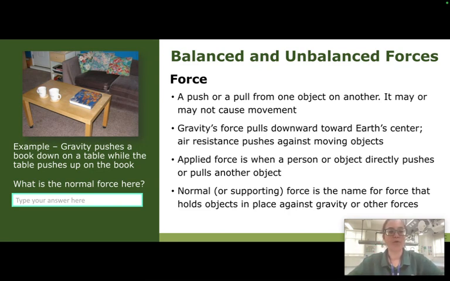So what is the normal force? In this example, the normal force would be the table. With you, your normal force would be your skeleton because it is holding you upright while gravity is trying to pull you down.